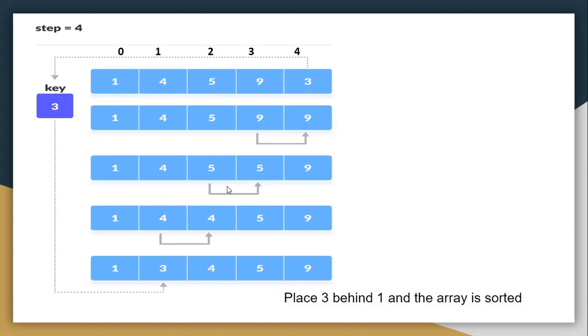swap the elements and store the 5 in index 3, and now compare the key element with the index 1 element. Now 4 is greater than the key value, so also swap the value and store the 4 in index 2, and now store the key value in index 3. Now the array is sorted.